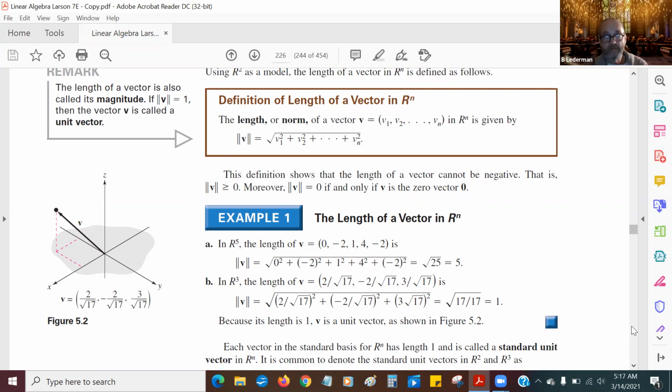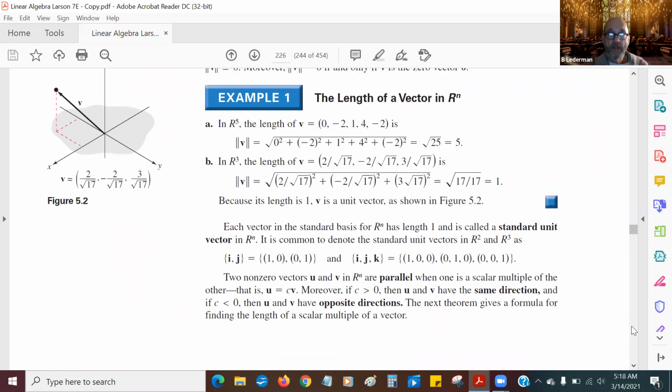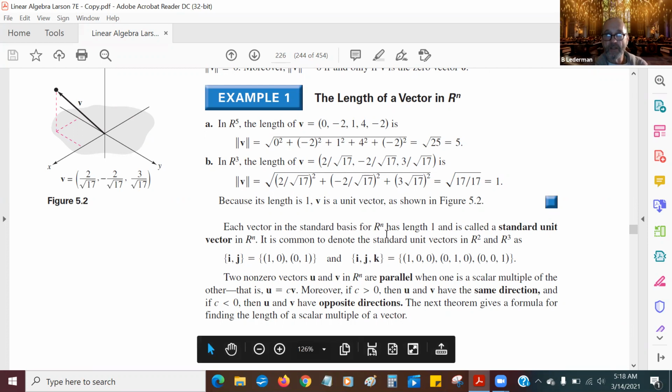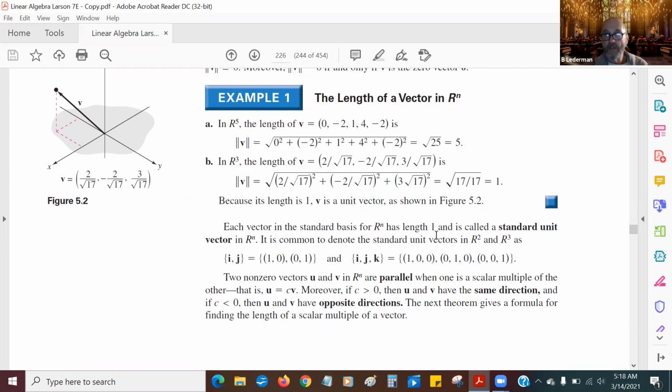And that's it. Anyway, now each vector in a standard basis of Rn has length 1, and that's called a standard unit. In other words, (1, 0) and (0, 1), or (1, 0, 0), (0, 1, 0), (0, 0, 1). You notice that that's a 1. So the length of this vector is 1. Length of that. We've mentioned standard basis several times. We never pointed out that each vector in the standard basis has length 1. So (1, 0, 0) has length 1, (0, 1, 0) has length 1, (0, 0, 1) has length 1.